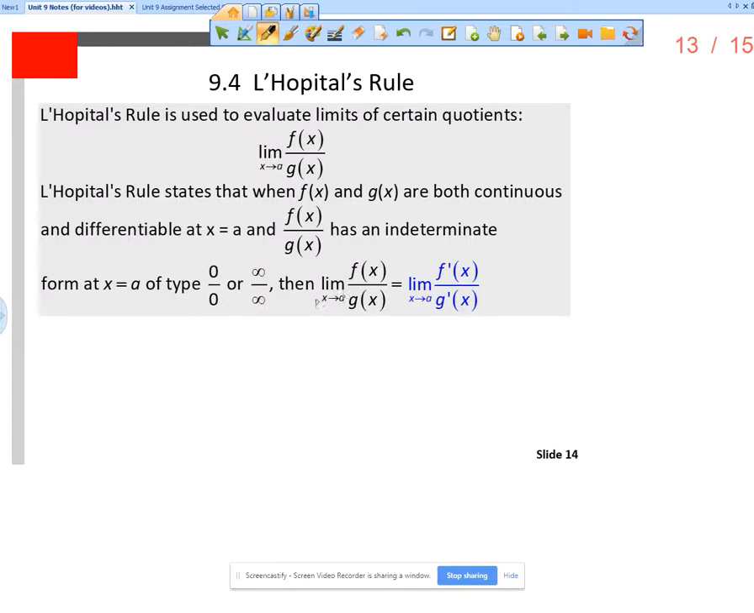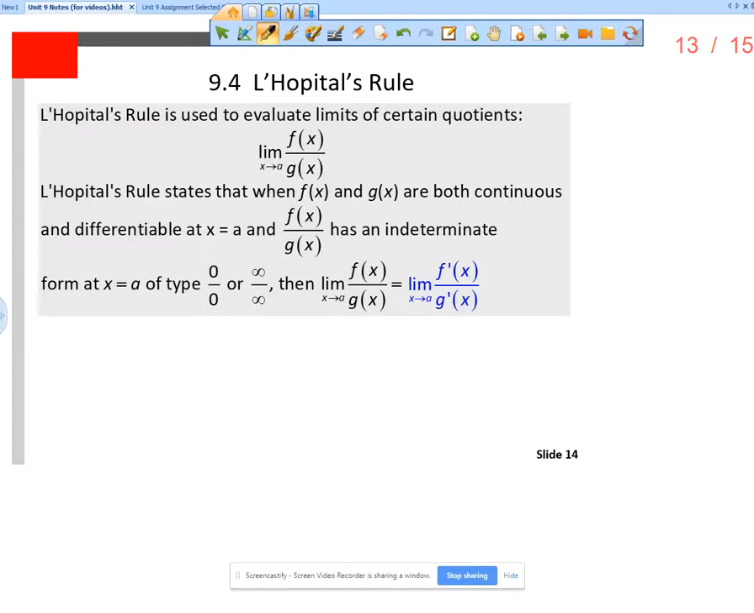then we can say that the limit as x approaches a of f of x over g of x is equal to the limit as x approaches a of f prime of x over g prime of x. The key here is if we know that f and g are continuous and differentiable at x equals a, then we can take the derivative of the numerator and the derivative of the denominator separately. Remember, not the quotient rule. Then we can reevaluate the limit.